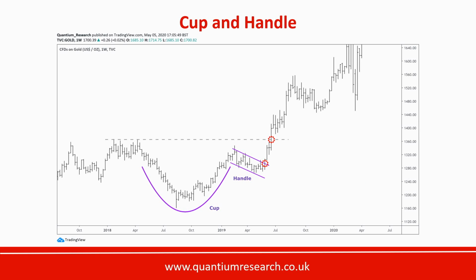Here's an example now of a cup and handle pattern in weekly gold prices. We've got the cup formation here, and then we have the handle from these parallel, falling trend lines that form a channel. We can see that the price broke out of this handle area, as shown by the red circle here, and moved to the upside.